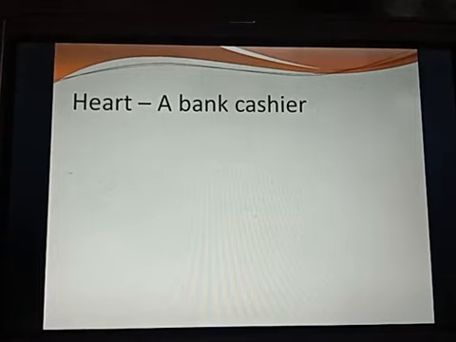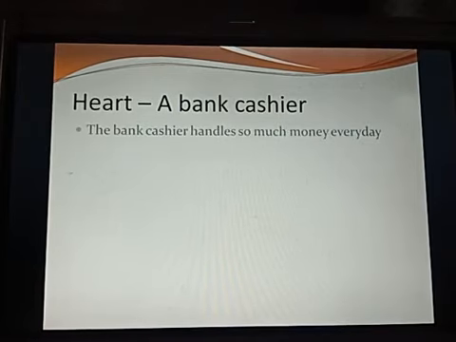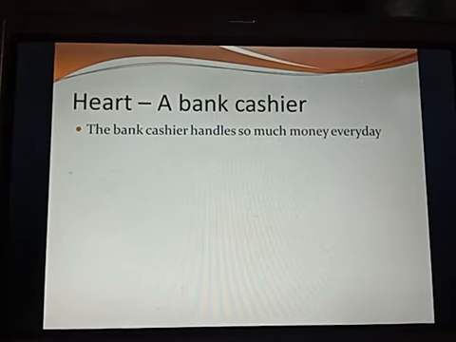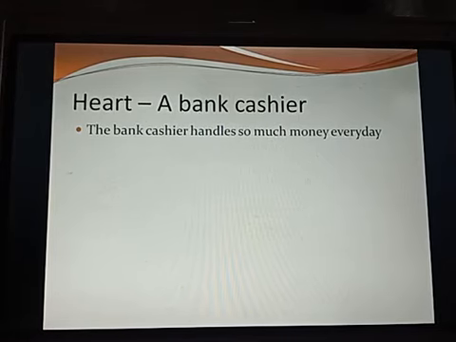Now the heart can be considered as a bank cashier. Why can a heart be considered as a bank cashier? Let us see. What is the duty of a bank cashier? You may have visited a bank. When you have to submit money or collect money, there is a person sitting there who deals with that, isn't it? He has so much cash, and he gives you the cash, whatever you fill in the paper. And suppose you have gone to submit, he will count it and collect it. That is carried out by the bank cashier.